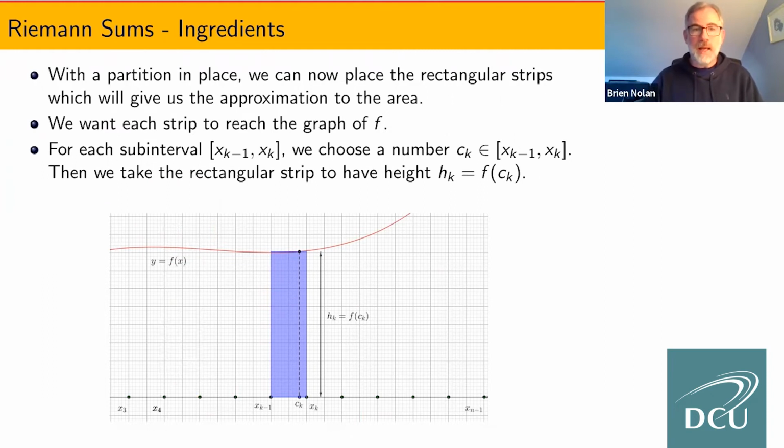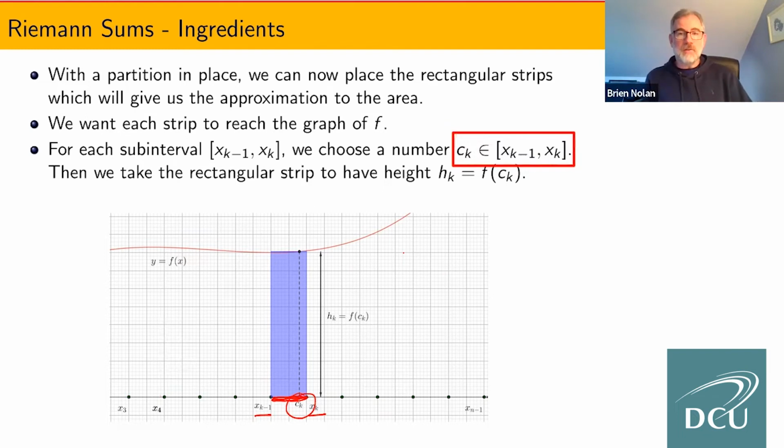So what we need then is a rectangular strip that's standing on, as we call it, the kth subinterval, as we see between xk minus 1 and xk. And the way we do that is we choose some number ck. We choose a number, any number, from the kth subinterval. So we pick any number in the kth subinterval, and we calculate the value of the function at that point. On the graph, where will that be? That will be that point there. So that point there on the graph is at height y equal to f at ck.